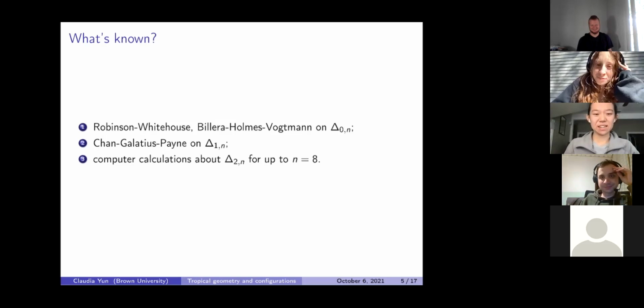So that's great. And fast forward 20 years, when g is 1, Chan, Galatius, and Payne proved in a recent paper that the homotopy type of delta 1,n is also a wedge of spheres. And they were able to compute the S_n representation afforded by the top degree homology as well. So then one might ask, in genus 2 or higher, are we still going to observe this homotopy type of a wedge of spheres? Unfortunately, in genus 2, this pattern breaks down.